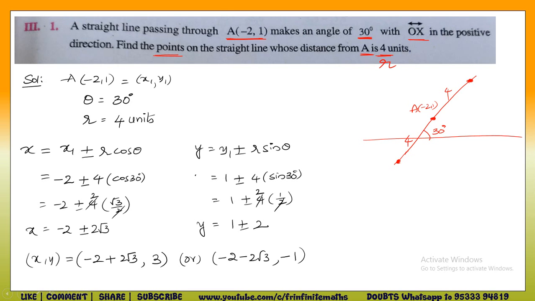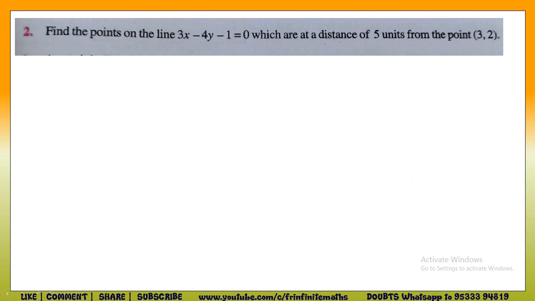Next, moving on to the second question. This second question is also the same way, but here he did not give the inclination. Find the points on the line 3x minus 4y minus 1 is equal to 0, which are at a distance of 5 units. So this 5 units is nothing but my r, and this is nothing but my point. Now he is asking you to find the points.